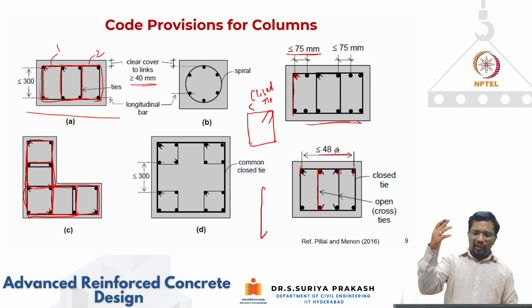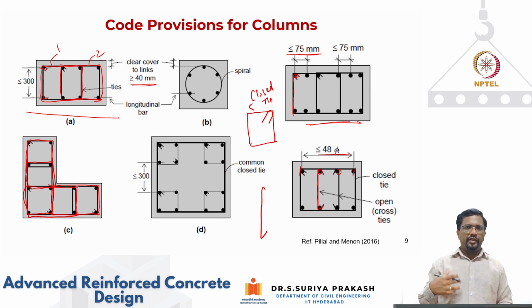If you have multiple of these intermittent ties, it also helps in confining the concrete core really well. So that helps to improve the performance and improve the ductility. That is the reason the code is making sure that all the longitudinal bars are adequately restrained by these ties. The only thing is, if the spacing between the farthest longitudinal bars is less than or equal to 48 times your tie diameter, then the intermittent longitudinal bars can have only open ties.